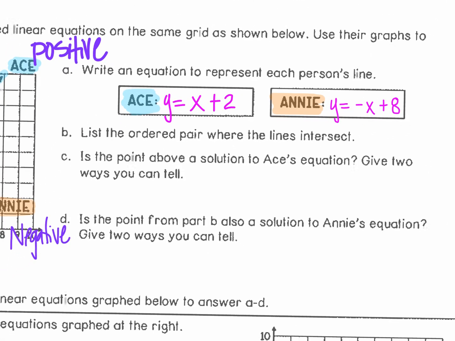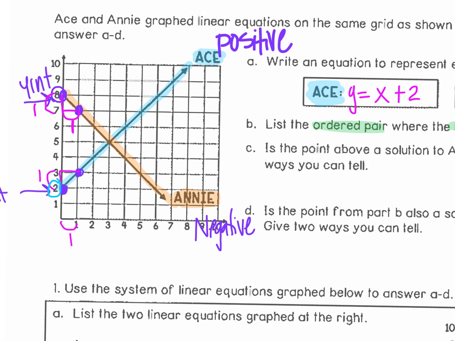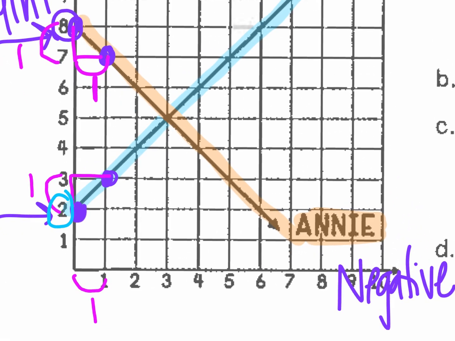Now question B is the new part that we haven't done yet. It says list the ordered pair where the lines intersect. So I want to highlight just what I'm focusing on. I need the ordered pair where the lines are intersecting. If you come over, there's one space right here in the middle where it's intersecting.